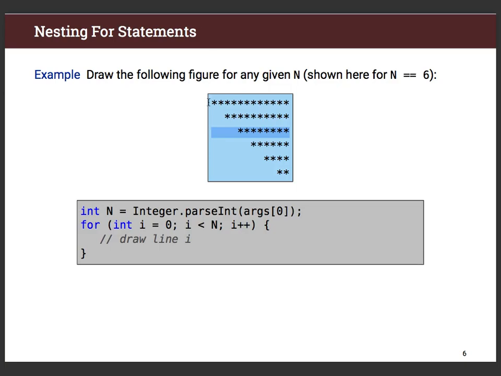Line 0, how many spaces? 0. Line 1, how many spaces? 2. Line 2, how many spaces? 4. Line 3, I've got 6 spaces. Line 4, I've got 8 spaces. So it sounds like in line i I have 2 times i spaces. Okay? Remember that, 2i spaces.